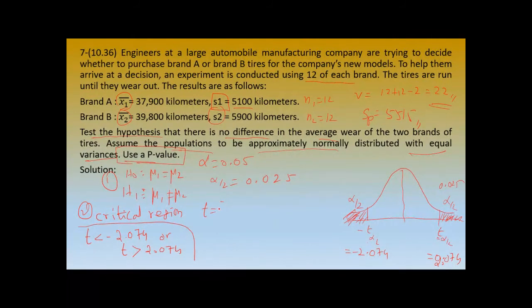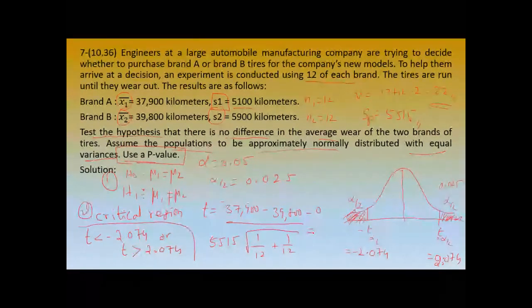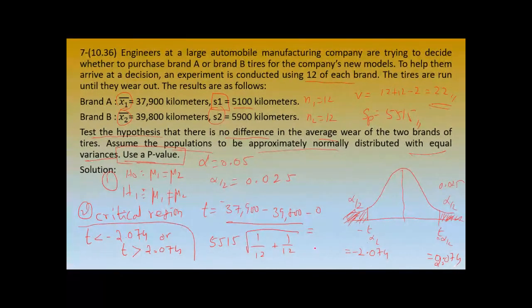t value: x1 bar is 37,900 minus x2 bar 39,800 minus mu1 minus mu2, which will be 0, divided by SP, 5515, times the square root of 1 by 12 plus 1 by 12, 1 by n1 plus 1 by n2. Calculation will give you a t value of negative 0.84.